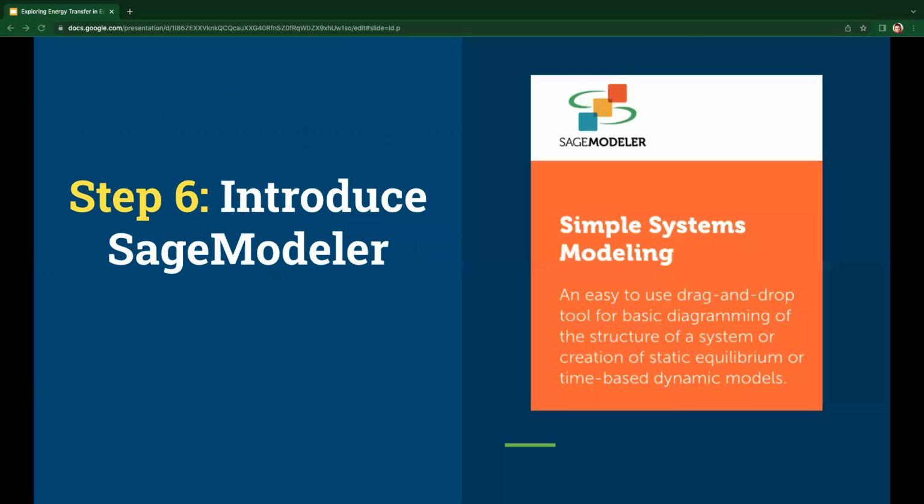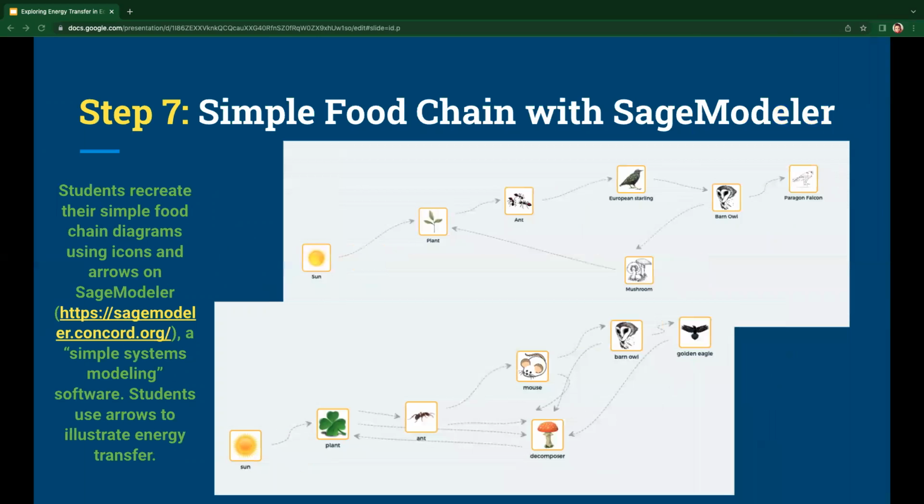Once fifth grade scientists have created simple food chains, I introduce them to SageModeler, a free web-based software that allows students to create basic diagrams, static equilibrium models, and time-based dynamic models. Since this is the first time students are using this application, they will create simple diagrams illustrating their food chains. Here are two basic food chains created by students using SageModeler. Here, they have added to their original food chain diagrams by including decomposers and including more arrows indicating the direction of energy transfer.